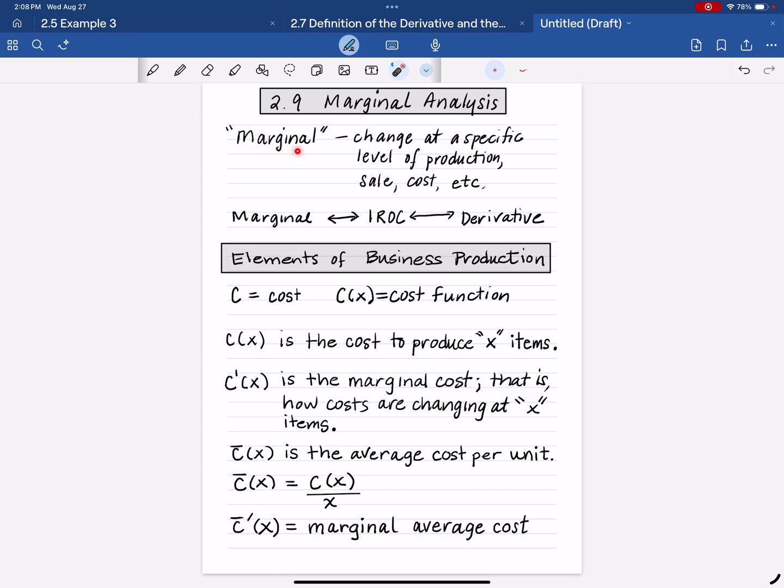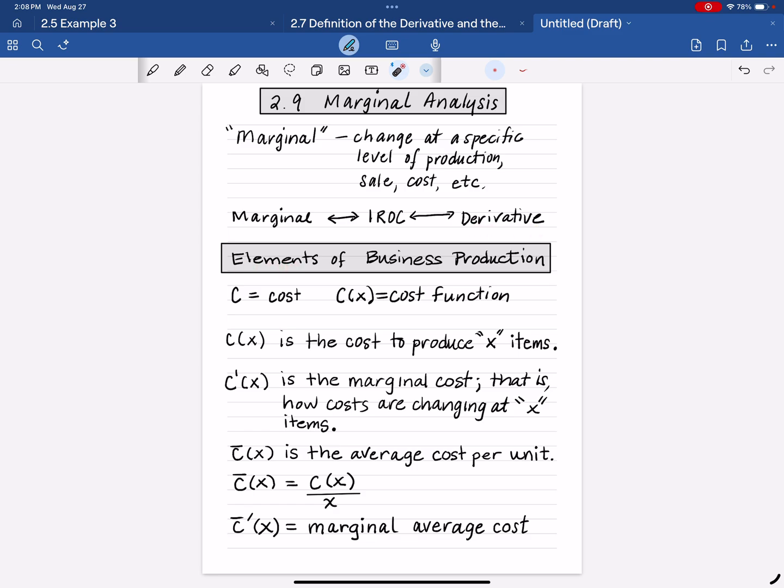By the word marginal, we mean the change at a specific level of production, sale, cost, revenue, profit. Anything that can change at a certain level of production, we call that marginal. So when you see the word marginal in a problem, then you know that means the instantaneous rate of change, which is the derivative.